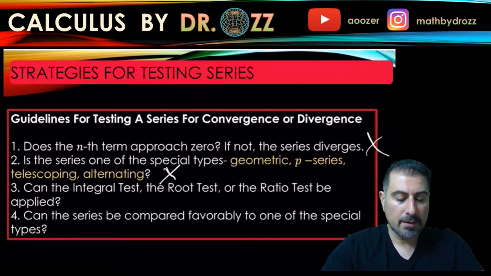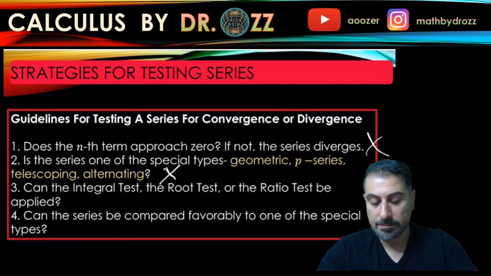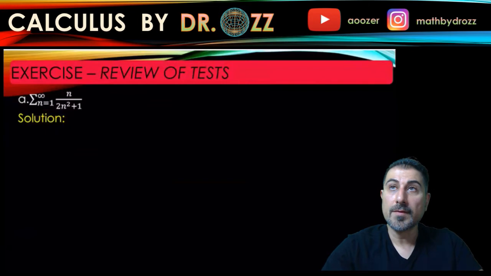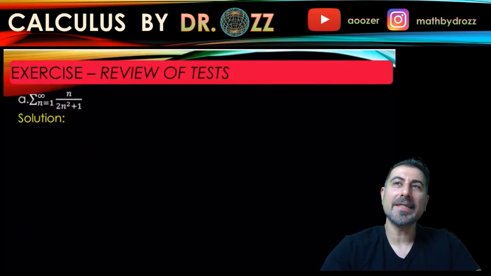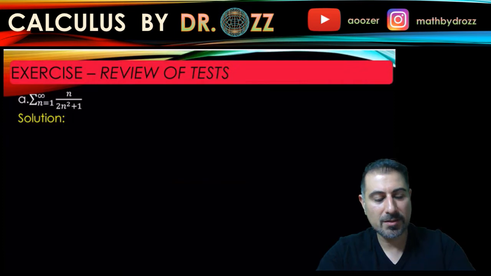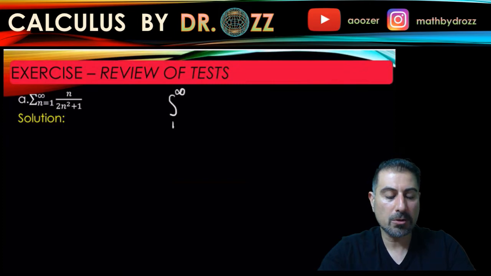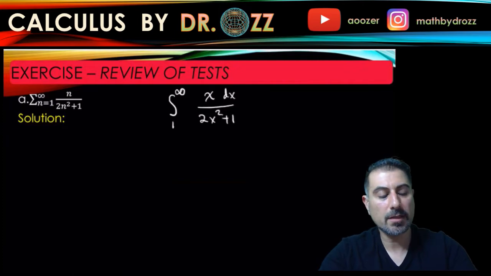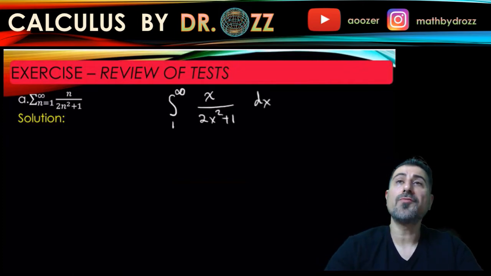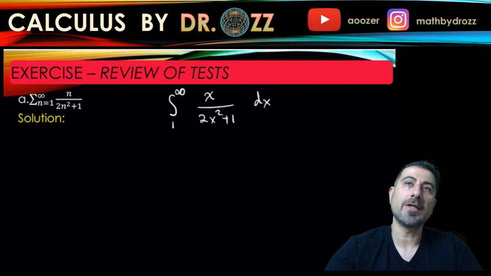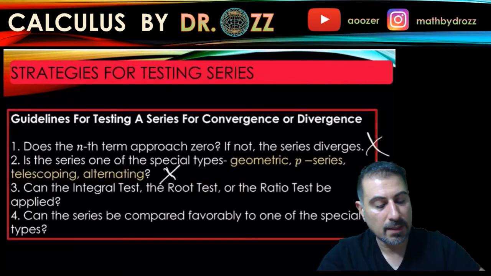Can the integral test, the root test, or the ratio test be applied? Yes. In fact, the integral test can be applied perfectly because with the integration skills you currently have, you should be able to integrate x dx over 2x squared plus 1. Let me just write the dx here. This is a perfect application of u substitution. You call the bottom u, and believe it or not, you can integrate this expression pretty quickly. So yes, the integral test can be applied. I'm going to put a check mark here.